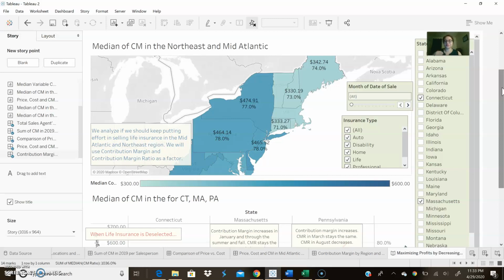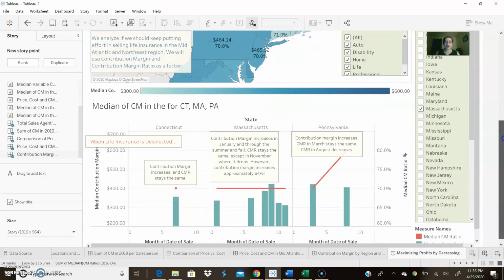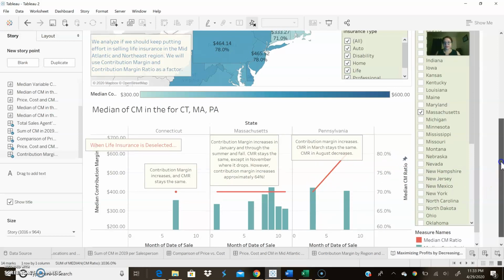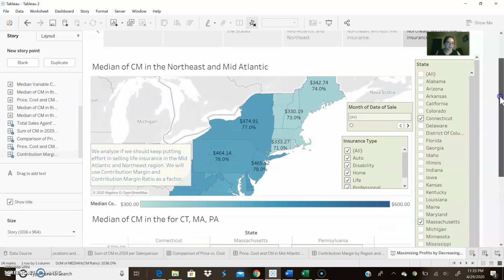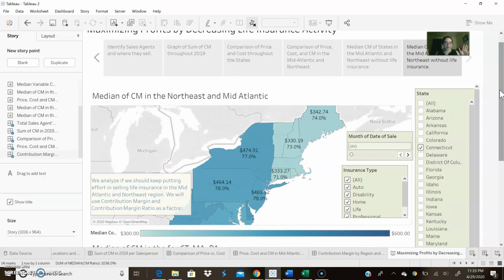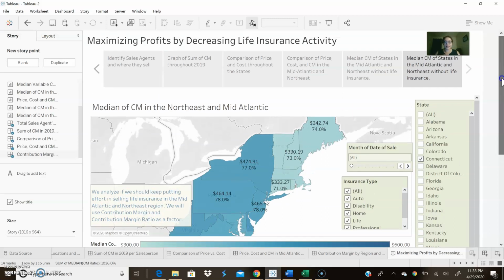Even though it's not providing much profit, it is providing a bit of profit, but we can also save some costs from selling life insurance that will really help the overall insurance company in general. And it helps the company wide. So that way it'll be in the best interest to decrease the efforts from selling life insurance.